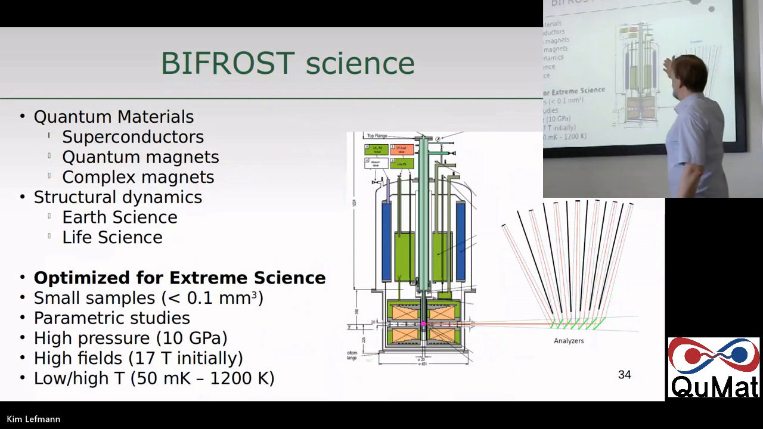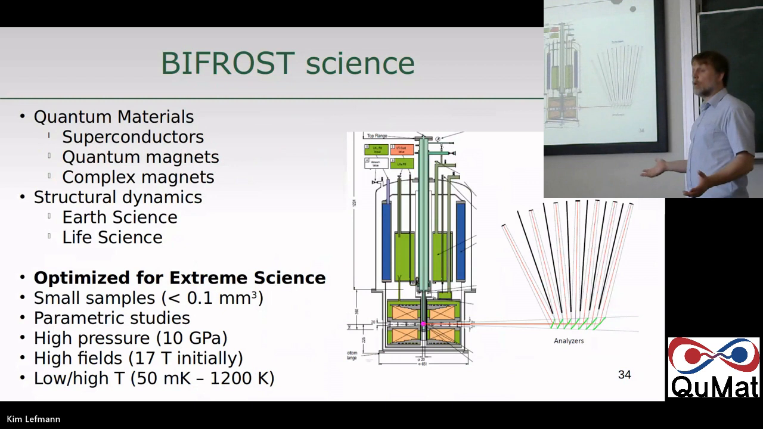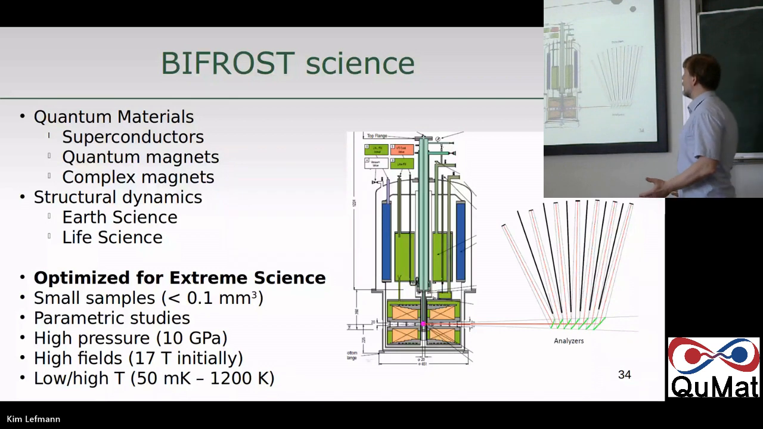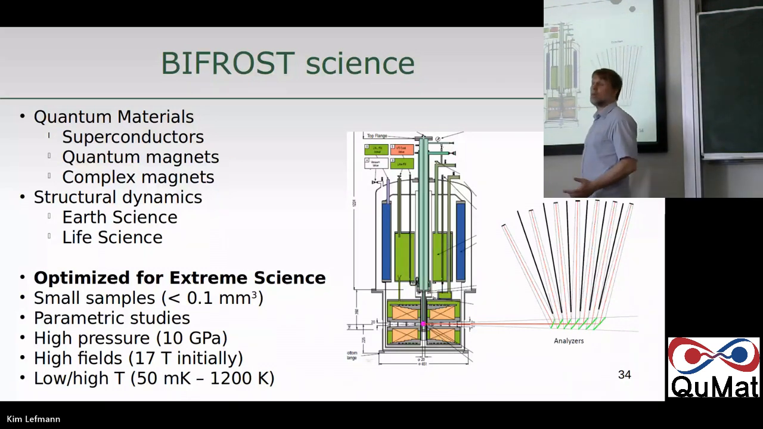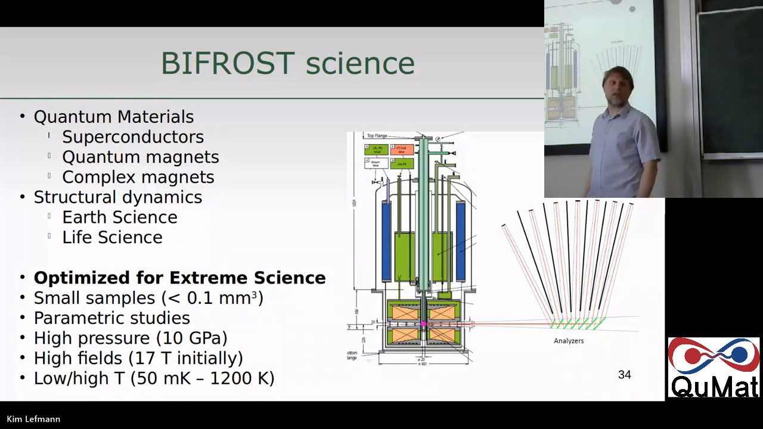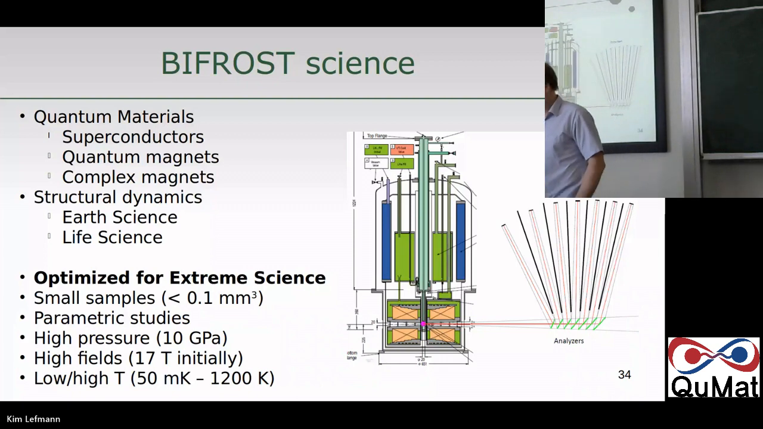So on Bifrost, we want to study quantum materials. It's meant for superconductors, quantum magnets, complex magnetic structures. Basically, it's optimized for extreme sample conditions because the beam is very narrow. So we can put, this is a cross section of a 15 Tesla magnet once again, but it could also be a future 25 Tesla magnet with superconducting coils. It has very limited angles. We can also put a pressure cell inside as we did together in the experiment from Grenoble. So we can study things at low temperature, high pressure, and high magnetic fields at the same time.